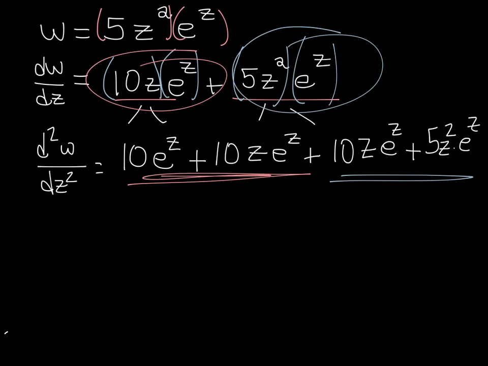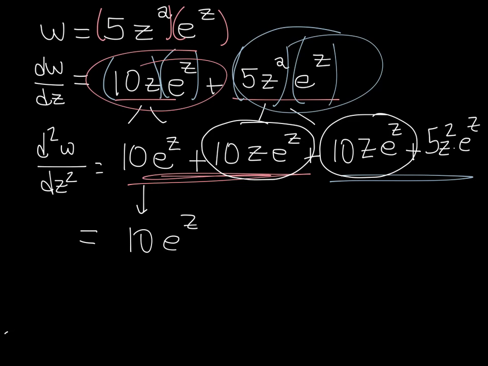So from here I just look and see if there's things I can combine, and I see a 10z e to the z, 10z e to the z. So I could combine those. Let's just bring that one down, 10 e to the z. That would be 20z e to the z. And then this last piece just stays the same. That's a horrible looking, but that's a 2.